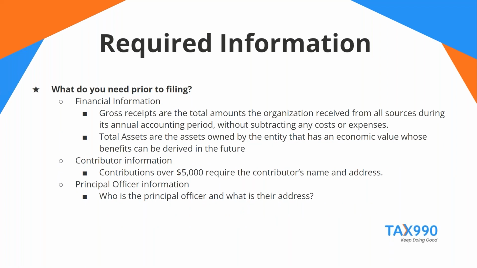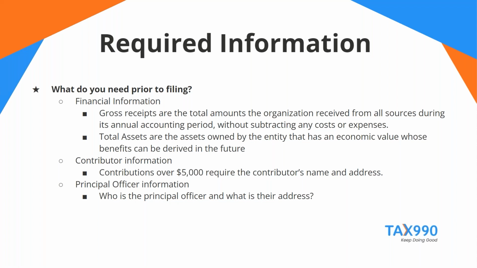The 990 series forms will also want to know specific information regarding the organization's gross receipts, total assets, contributor information, and principal officer information. Gross receipts are the total amounts the organization received from all sources during its annual accounting period without subtracting any costs or expenses. Total assets are the assets owned by the entity that has an economic value whose benefits can be derived from in the future. The form type you choose to file each year is based on the gross receipts and total assets.